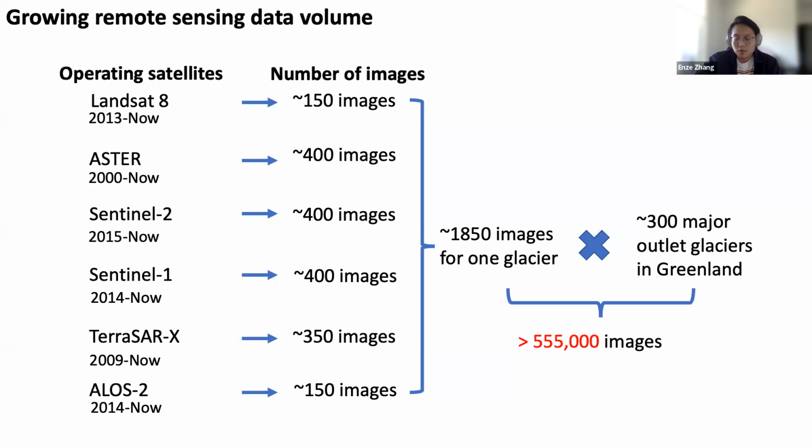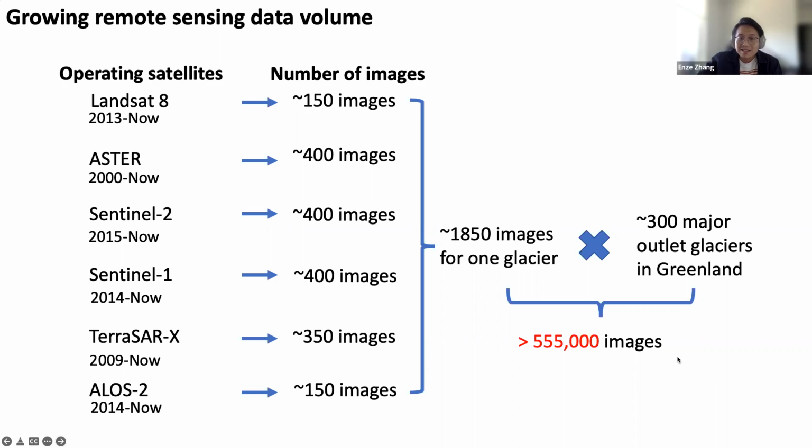Remote sensing data provides us the key observations of the glacier terminus. The data volume of remote sensing imagery in the polar regions has increased dramatically in the past two decades, which provides the foundation for a comprehensive investigation of terminus variation. Here I list some of the operating satellite missions as an example. Over here is the operating period, and over here is the number of images for a single glacier. To be noted, those are rough numbers. For one glacier, if we sum all the satellites up, we will have around 1,850 images, 18,050 images. Considering that Greenland has more than 300 major outlet glaciers, we will have more than 500,000 images in total.